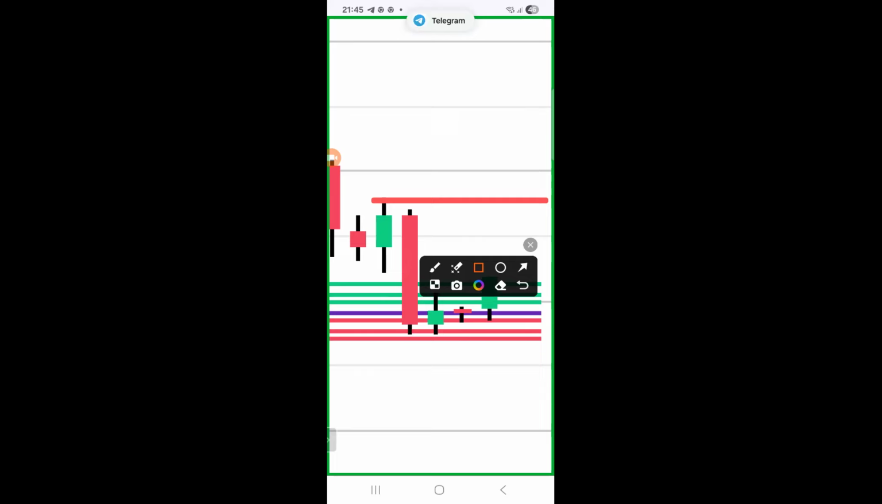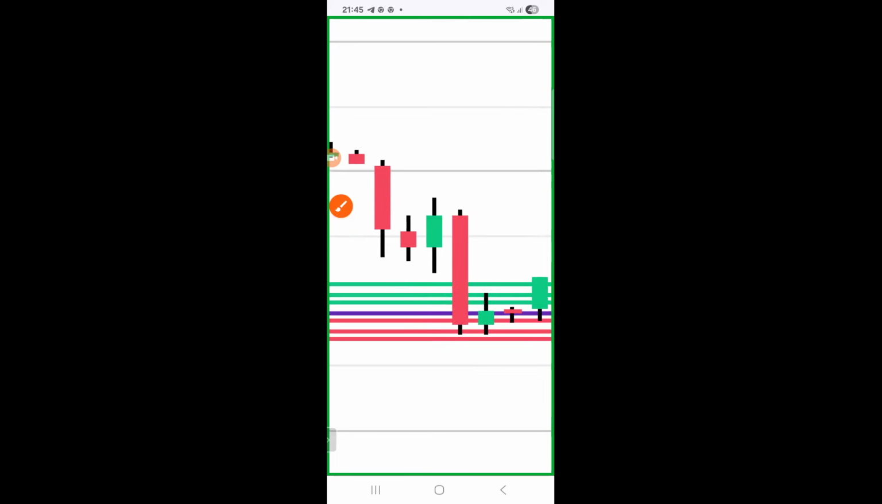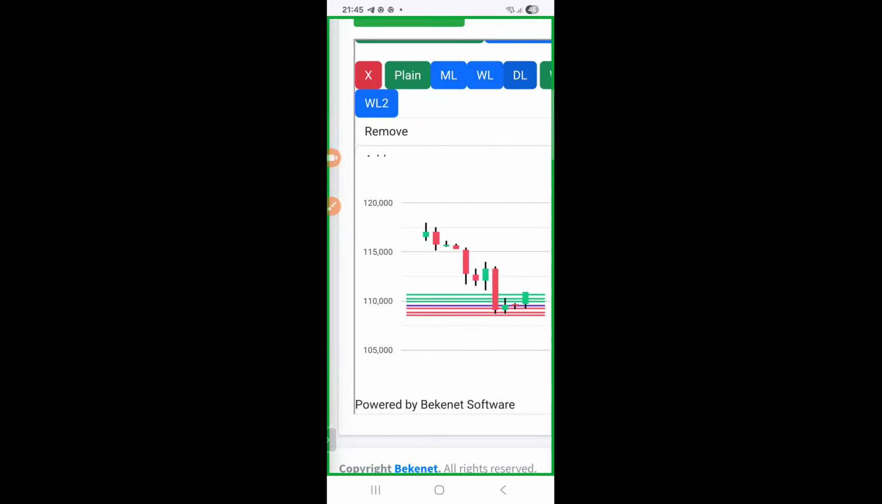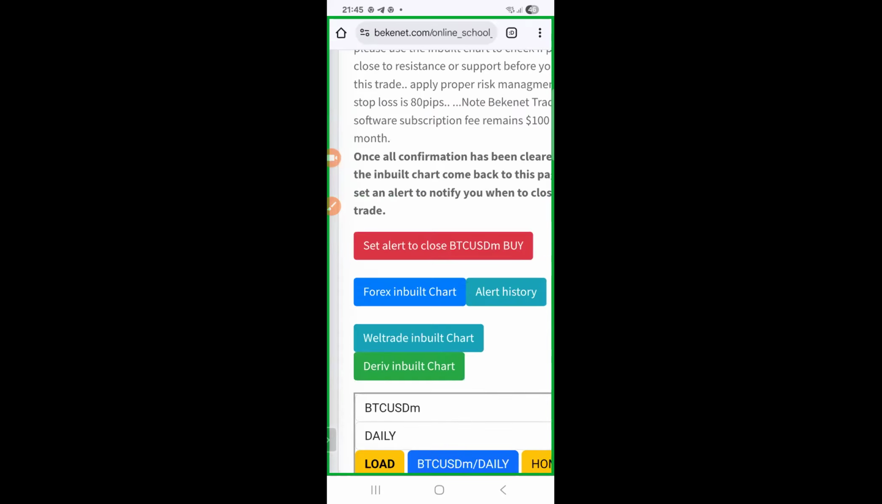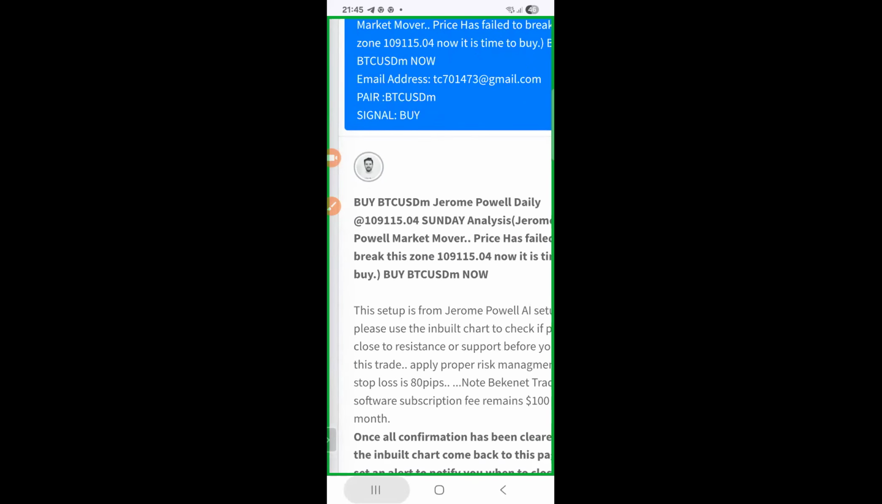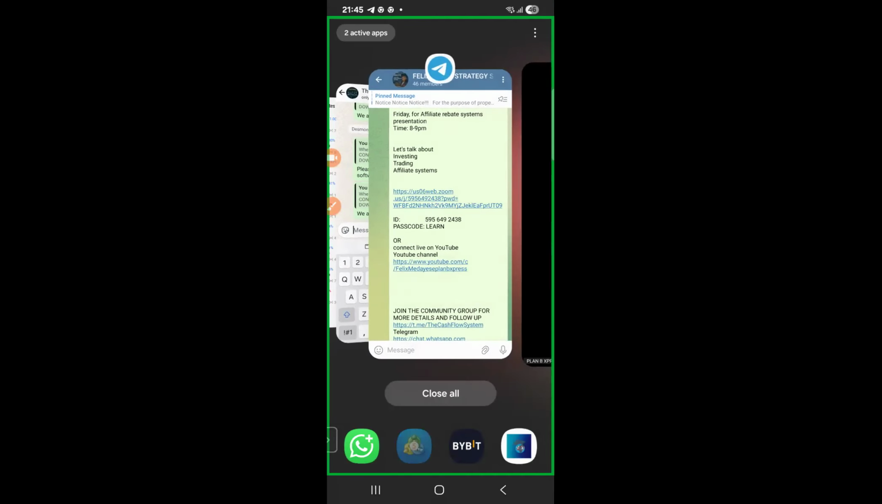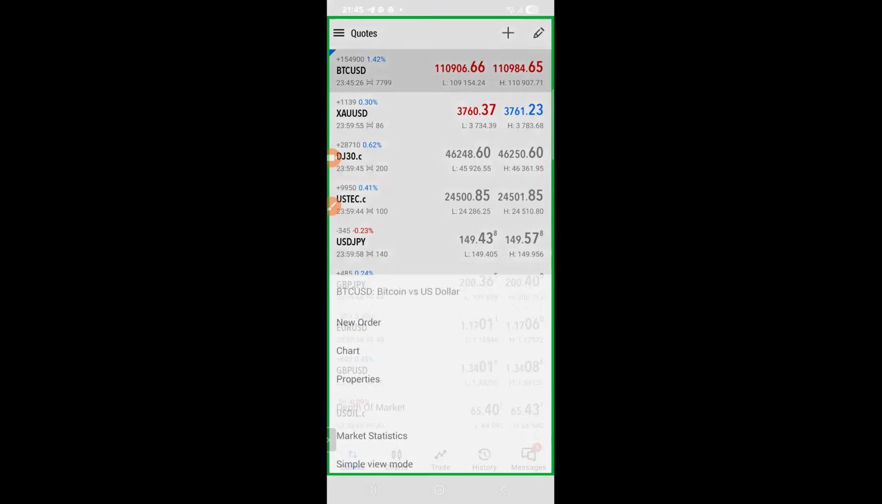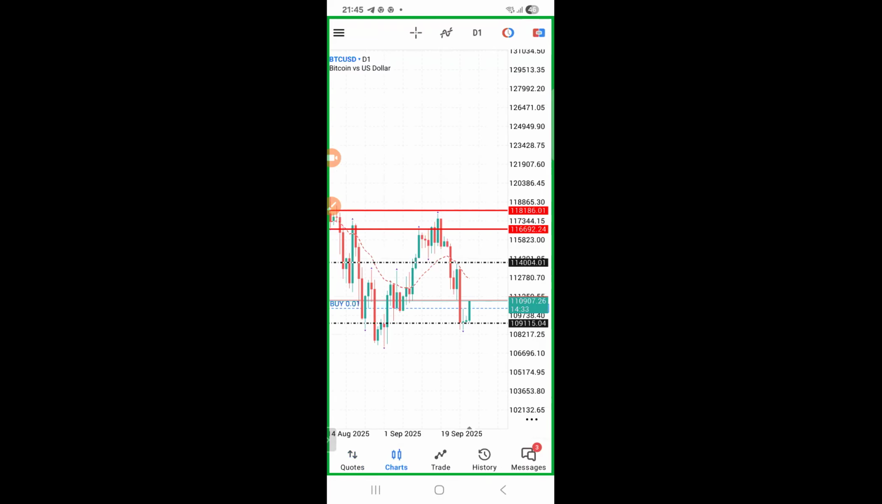So imagine what Bekenet software has done for you. It has asked you to enter the market and then you are trading. Okay? So if you see, I copied that point it gave here. Now, I'm going to go to MT5 and show you something. If I go to MT5, Holy Spirit, the thing is pumping like white fire. I'm sure you see, this MT5, I've already plotted it here.